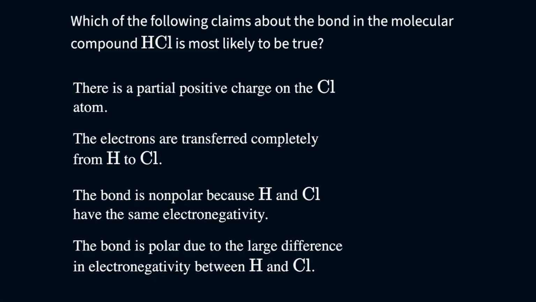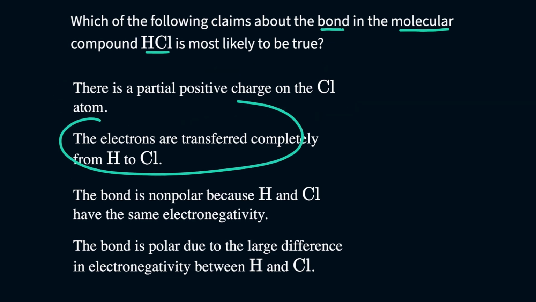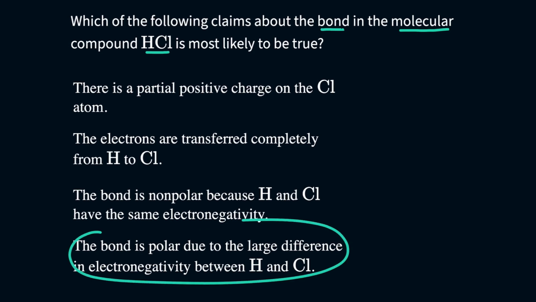Which of the following claims about the bond in the molecular compound HCl is most likely to be true? And then we have an A through D type of idea here. Is there a partial positive charge on the chlorine atom? The electrons are transferred completely from hydrogen to chlorine. Is the bond nonpolar because hydrogen and chlorine have the same electronegativity? Or is the bond polar due to the large difference in electronegativity between H and Cl?